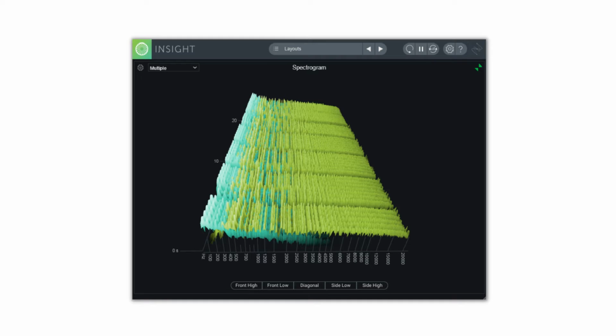Masking is a phenomenon that occurs when you have multiple sounds playing simultaneously that occupy similar frequency ranges. It causes one or both of the sounds involved to be partially or entirely obscured. Masking is more pronounced in low frequencies. The lower you go, the more space your sound needs to retain clarity.